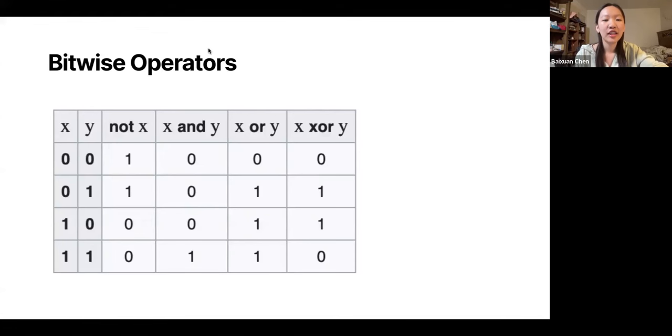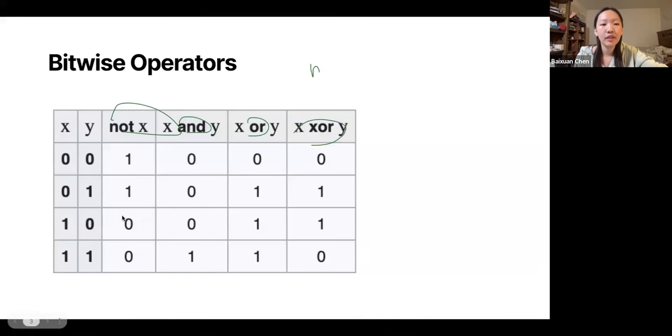Okay, so let's continue. Bitwise operators are basically operations that you can do with bits. So the operators that we're gonna be learning for the bit string flicking are not, and, or, and XOR. So these are the four operators that we're gonna use in our bit string flicking.